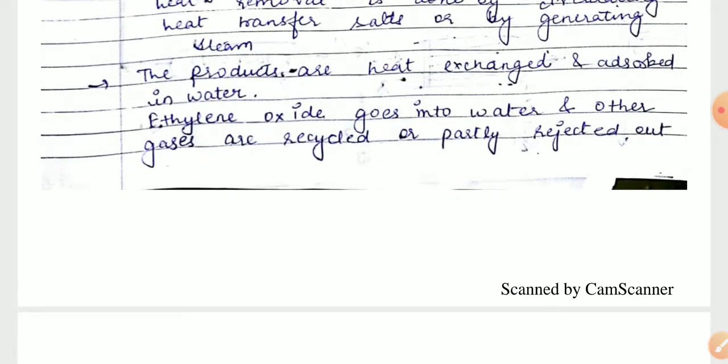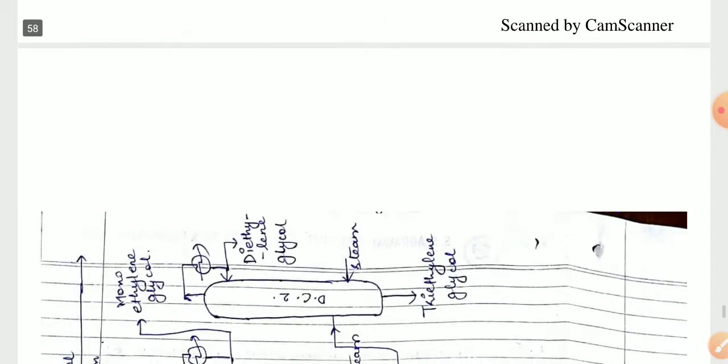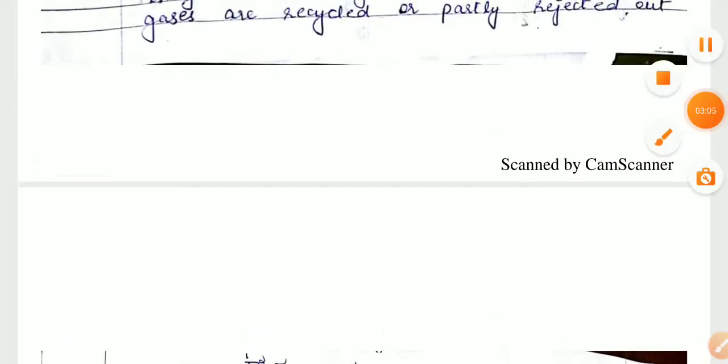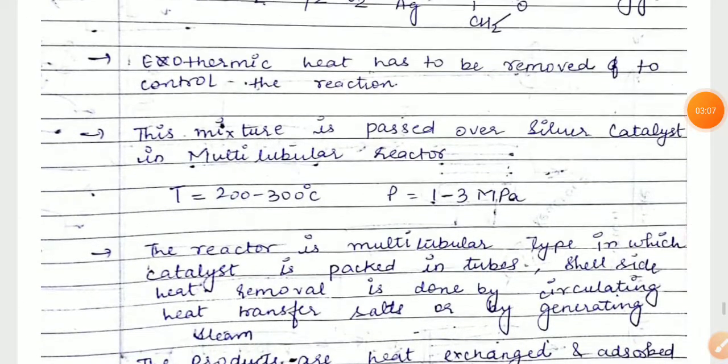Now the products go through the heat exchanger and are absorbed in water. The ethylene oxide goes into the water and other gases are recycled or partly rejected. We will see the complete expression again.